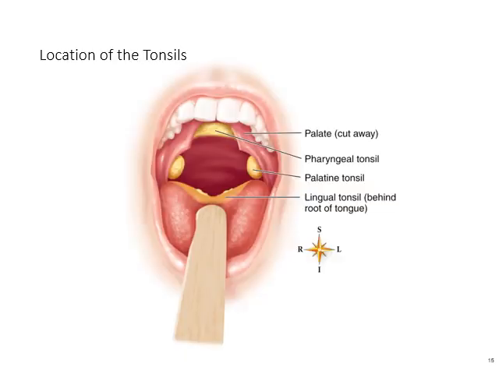This picture will help you identify where each tonsil is located. The palatine tonsils are located on each side of the throat. The pharyngeal tonsils are the adenoids, and they're located in the posterior roof of the mouth. And the lingual tonsils are near the base of the tongue.